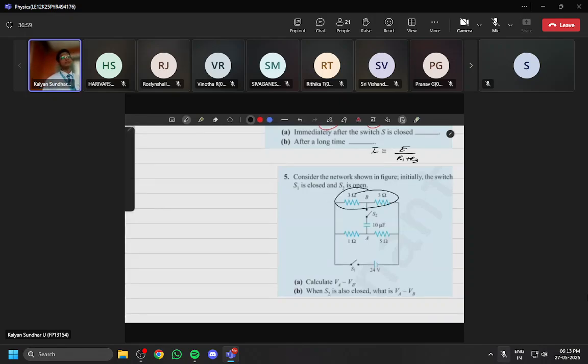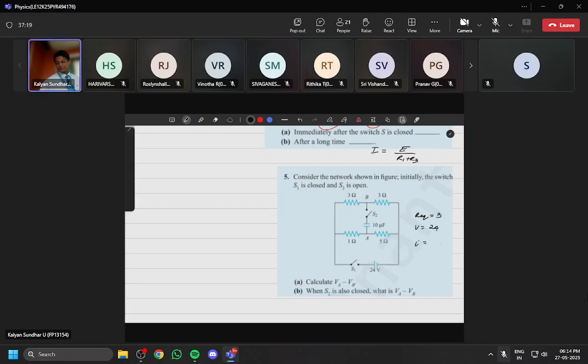These two resistors are in series. இது எவ்வளவு? 6, இதுவும் 6. Overall R equivalent will be... parallel இருக்காங்களா இவங்க ரெண்டு பேரும்? R equivalent will be equal to 3, 6/2, 3 ஆயிடும். கரெக்டா?